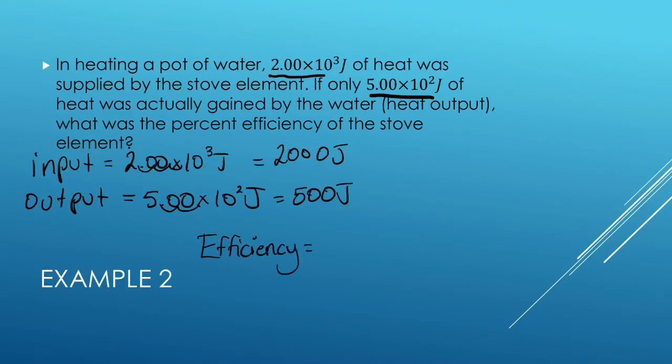So my efficiency is equal to output divided by input times 100. My output is 500 joules. My input is 2,000 joules. And I'm multiplying that by 100.